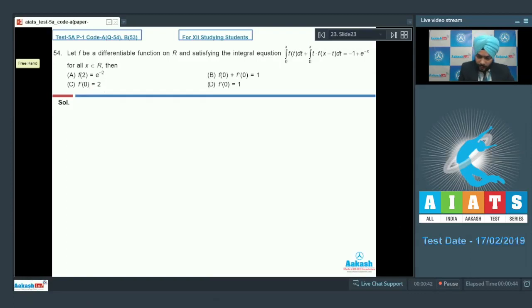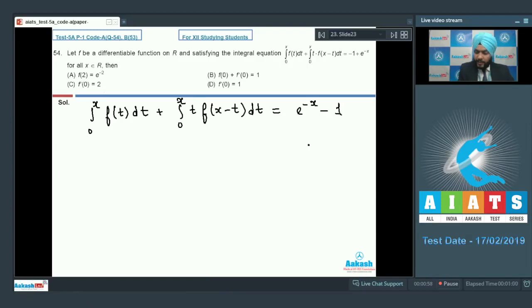So we have to start with this equation, integral 0 to x f(t) dt plus integral 0 to x t into f of (x minus t) dt is equal to e raised to the power minus x minus 1. So students, in the second part of the integral, which contains the expression 0 to x t into f of (x minus t) dt, I am going to apply a plus b minus x property. So I'll get over here 0 to x, t will be replaced by x minus t, f of t dt is equal to e raised to the power minus x minus 1. And this term is also here 0 to x f(t) dt.